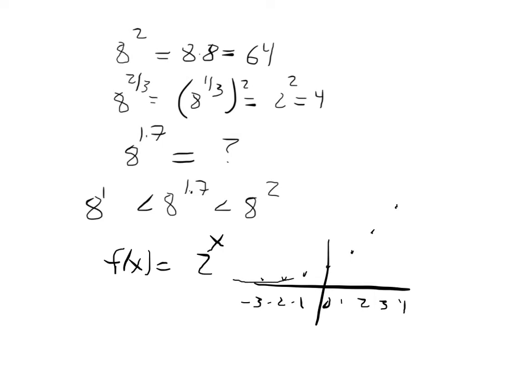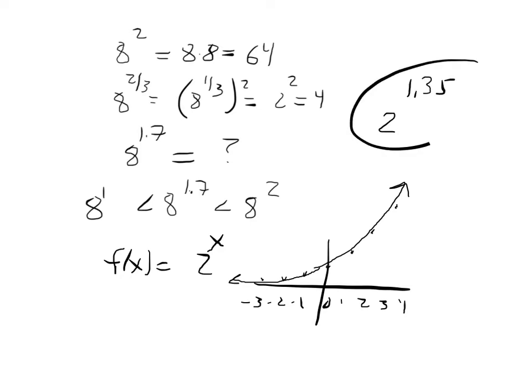If those are my specific points, and I were to look at x values in between those integers, it would be reasonable, and indeed it's going to turn out, that a smooth curve is going to connect them. So it is going to make sense for us to look at something like 2 to the 1.35. And we're going to use our calculator to help us get decimal approximations for such expressions.